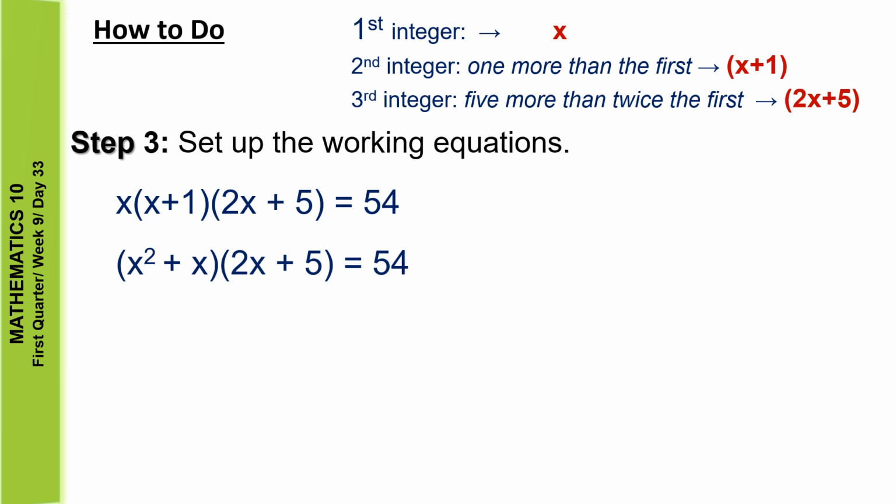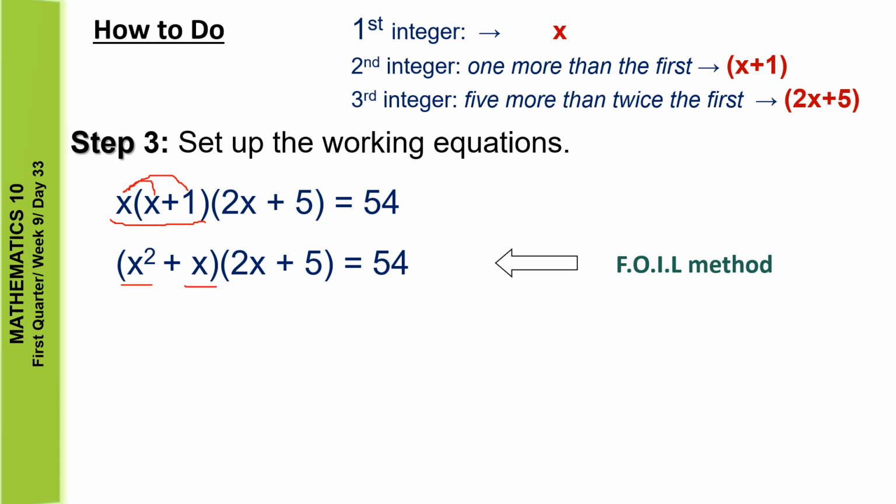Next, first thing to do is to multiply x times x plus 1. So x times x is equal to x squared. x times 1 is equal to x. And then after that, we are now going to apply the FOIL method. Take note, FOIL method means F stands for first, O for outer, I for inner, and L for last. We are going to multiply two binomials here, x squared plus x times 2x plus 5.